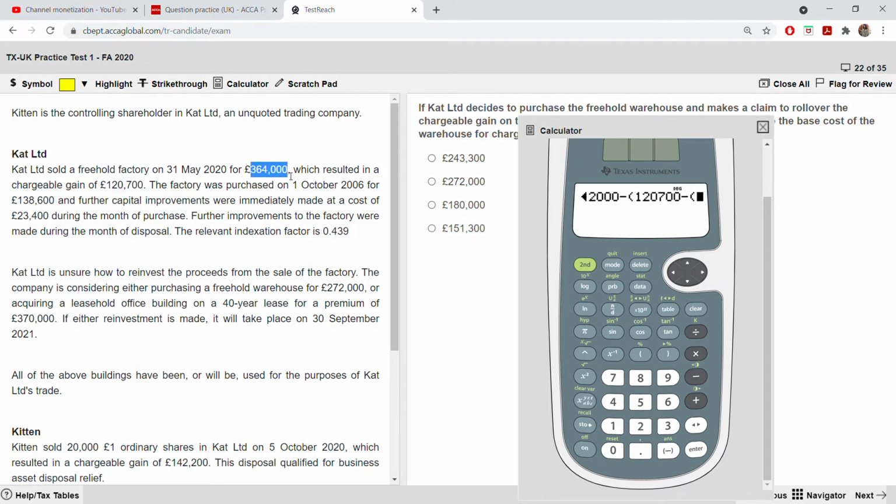So you sold at this, and it is costing this much, 272. That means what? You are not utilizing the full amount of the sales. Whatever you are getting by selling this, the full amount you're not utilizing to buy another warehouse. You are keeping some with you. That's why the difference between these two. Okay, your chargeable gain will be reduced by that difference, and then you deduct it with this cost to find the base cost. That's why we are deducting 364,000 minus this cost, 272,000. So it is 243,300.